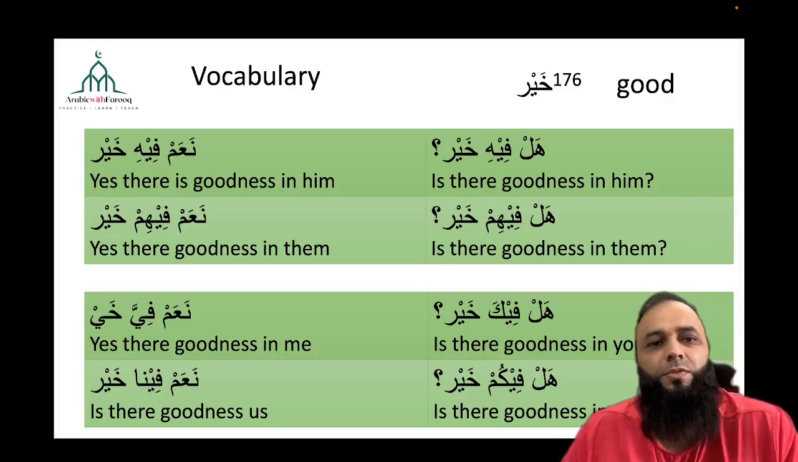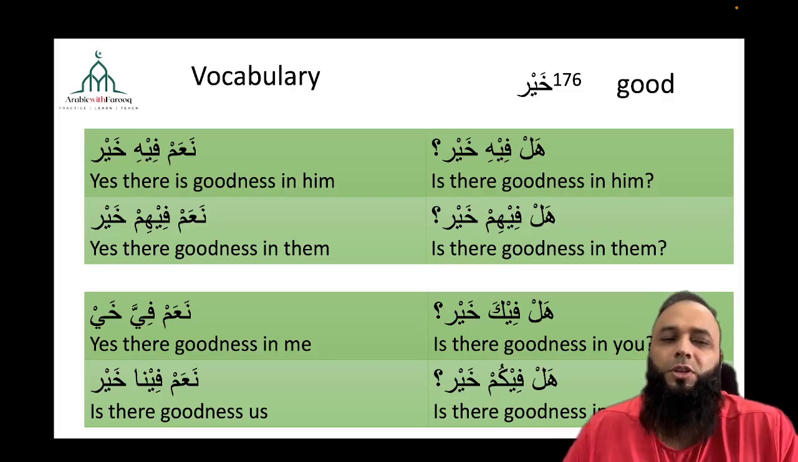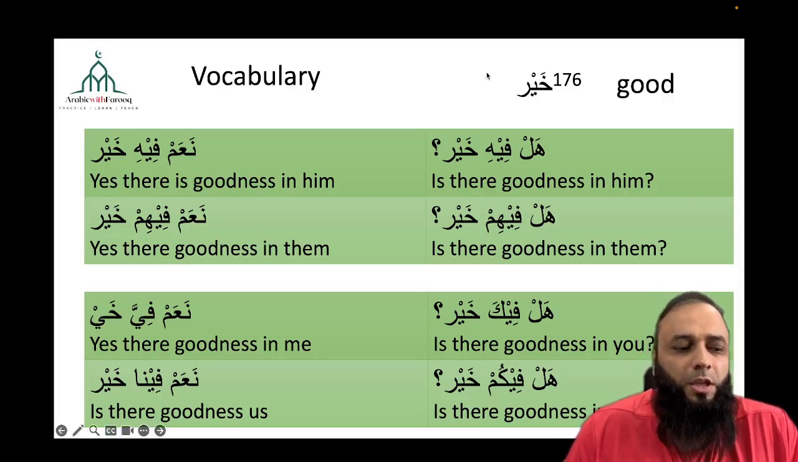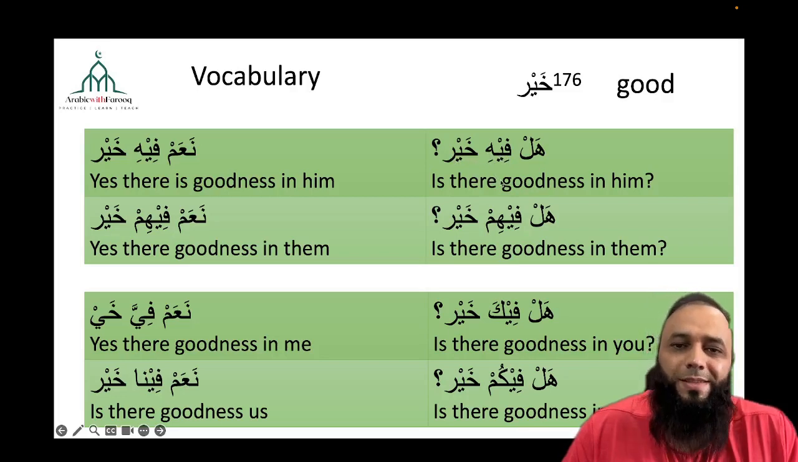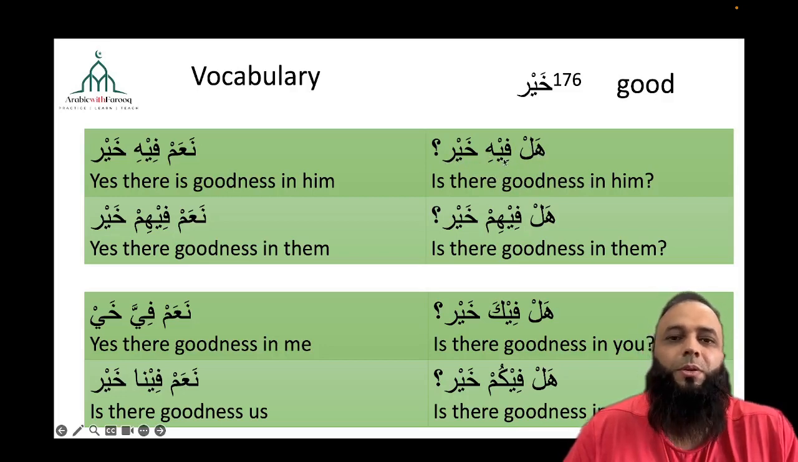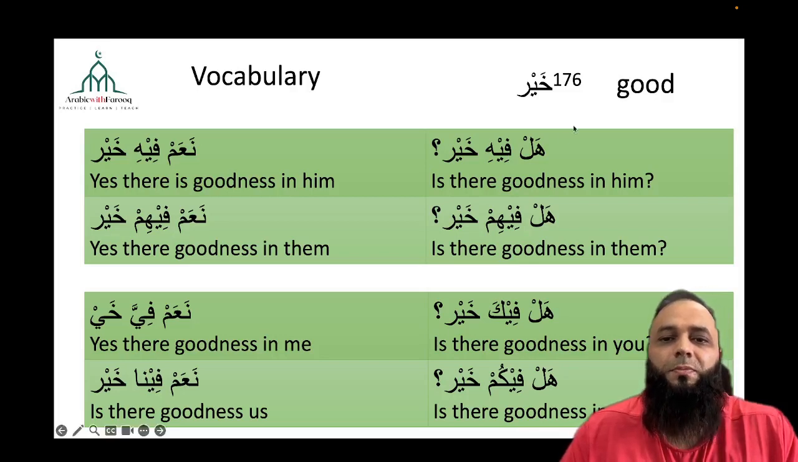And let's practice this with a few questions. So hal that we saw is used to make a question, all right? And then you have hal fihi khair. So fi means in, hi means him. So hal means is there goodness in him, right? So it doesn't follow the exact English translation, but once you know the meanings, it will start making sense. So is there in him goodness? So in English, it would be like this, right?